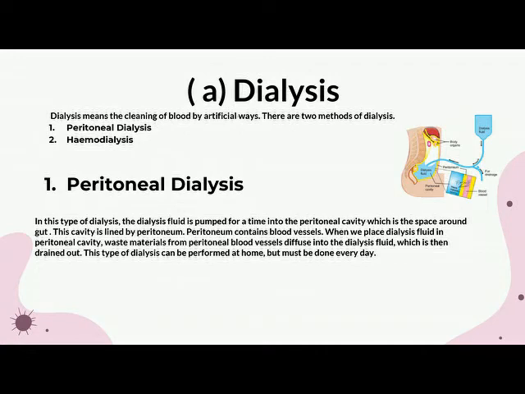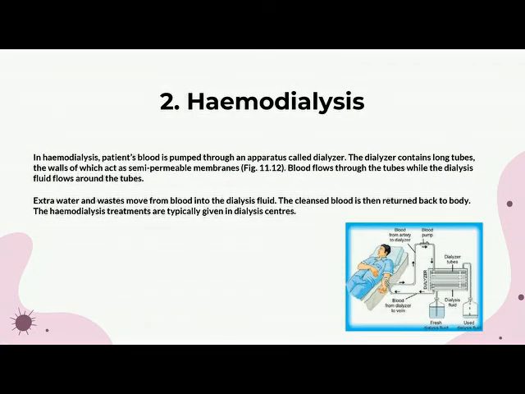Peritoneum contains blood vessels. When we place dialysis fluid in the peritoneal cavity, waste material from peritoneal blood vessels diffuses into the dialysis fluid, which is then drained out after some time. This type of dialysis can be performed at home but must be done every day. Hemodialysis. In hemodialysis, the patient's blood is pumped through an apparatus called a dialyzer.